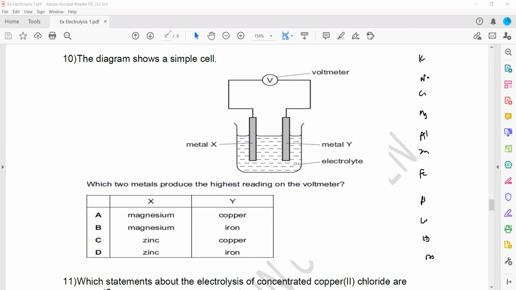So if you use magnesium and copper, magnesium and iron, zinc and copper, and zinc and iron. So the highest, the greater difference is magnesium and copper. That's why A will be the right answer.